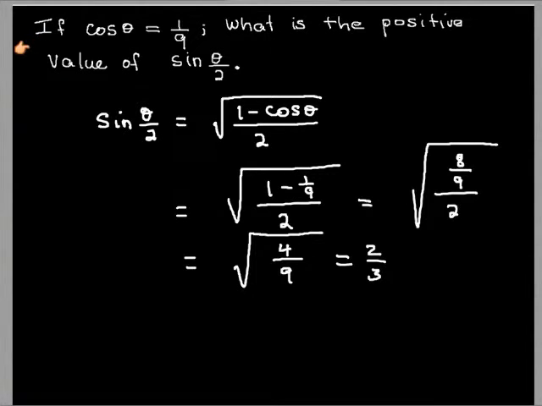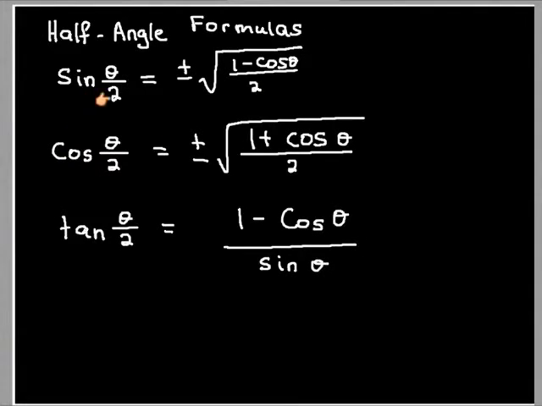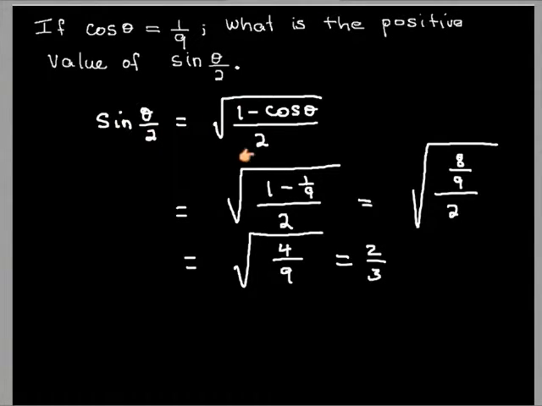Here's a problem which utilizes your knowledge of a half angle formula. If cos theta is equal to 1/9, what is the positive value of sine theta over 2? Now if you knew that sine theta over 2 is the square root of 1 minus cos theta over 2, then you know that cos theta is 1/9. You can simply replace cos theta with 1/9. Plugging your values into the equation will give you 2/3.